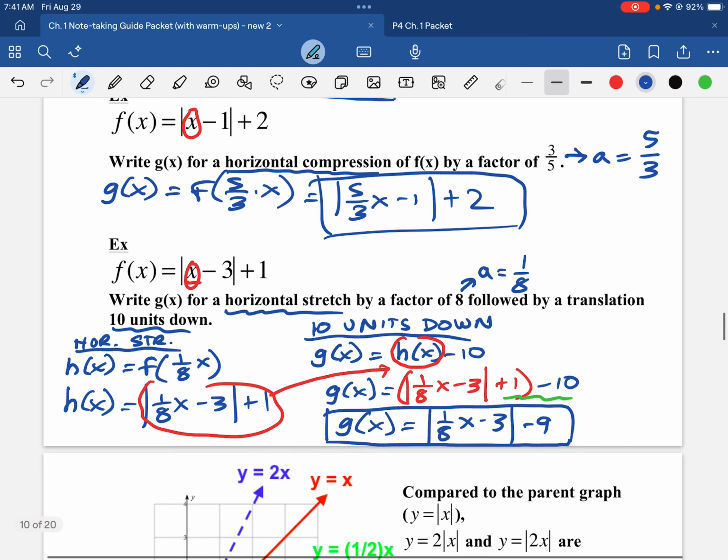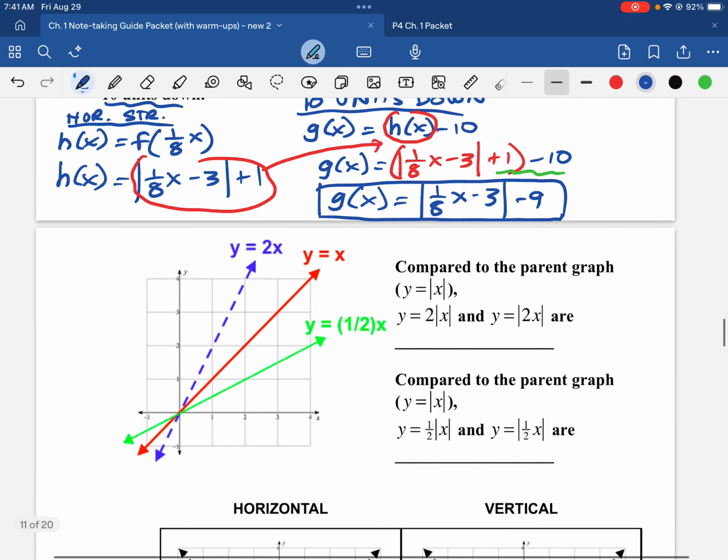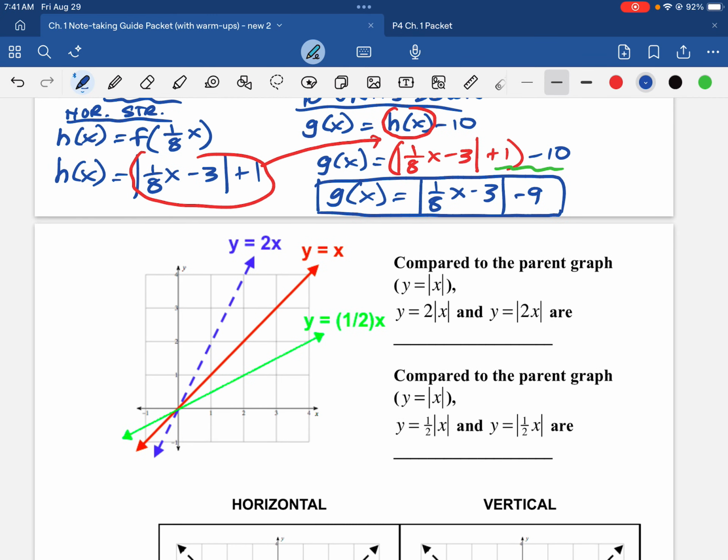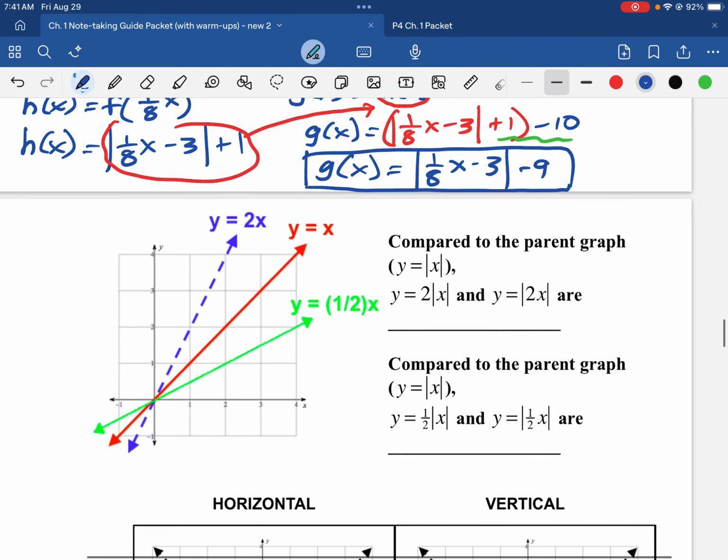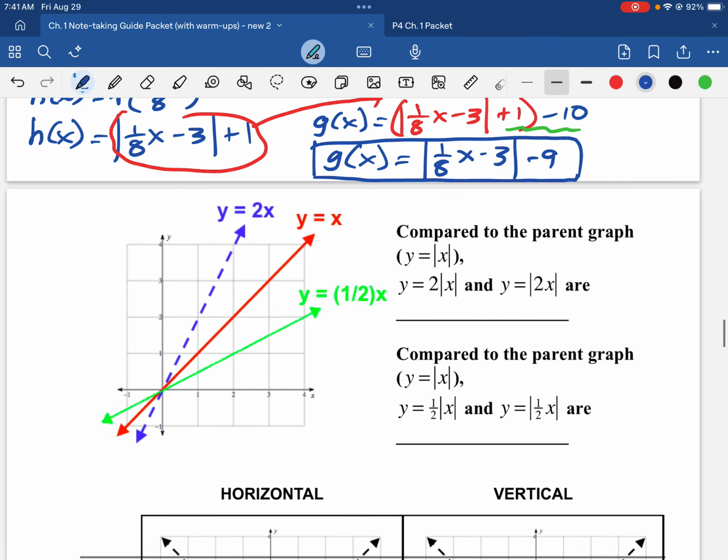Okay, on my next page, I've got these 3 lines graphed here already. Y equals x, and then I've got y equals 2x and y equals 1/2 x. So I just wanted to point out that when the coefficient in front of the x gets bigger, then my line gets steeper. Okay, and when the coefficient gets smaller, like with the 1/2 x, the green line, then it's going to get less steep.